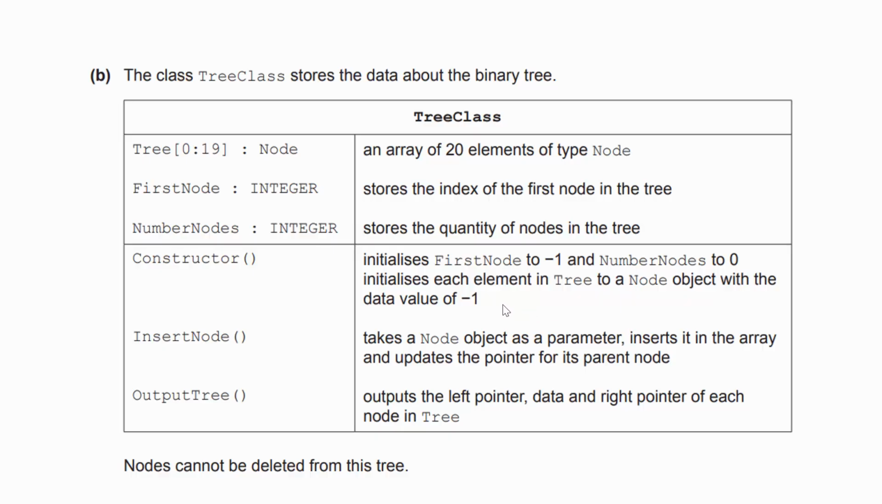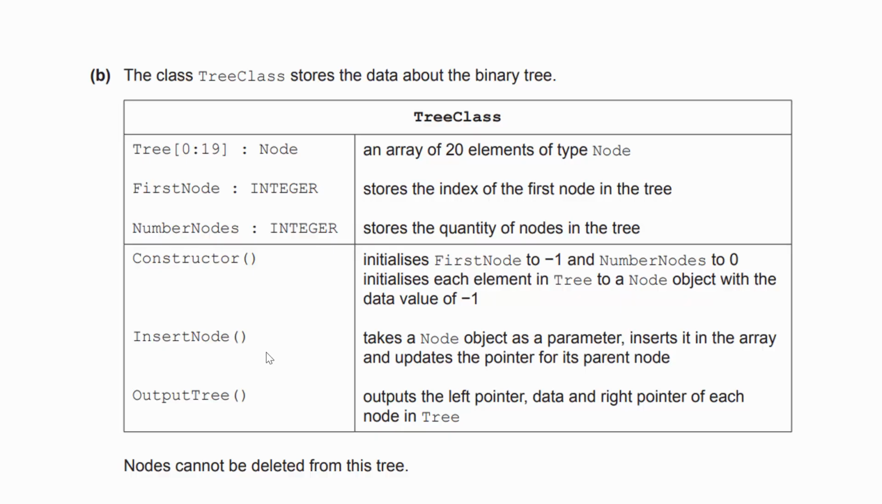Now it says initializes each element in the tree to a node object with a data value of -1. In inheritance, we have to call the constructor in the parent class. We're not doing that here. Yes, we're using the constructor in the node class because we got to pass the data value of -1 to it, but we're not using it in the tree class. We're just making a call to it to set this node attribute data value to -1. We don't have to do the left and right pointers because in the node class, they are already set to -1 by the constructor. So that's why we're not going to pass those values.